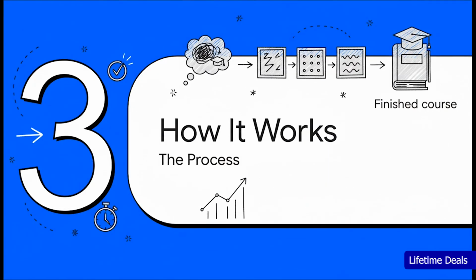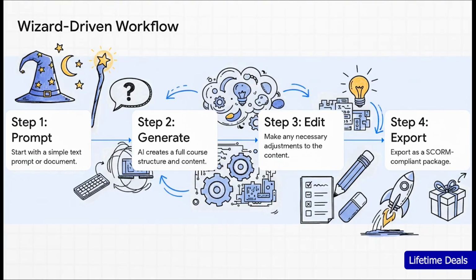Okay, so we know it's fast and simple, but what does the process actually look like when you're using it? Let's break down how you get from just a simple idea all the way to a finished course. The whole thing is just a simple, wizard-driven workflow. You start with a prompt, you let the AI generate the entire course structure and content, you make whatever edits you need, and then you export it. Prompt, generate, edit, export. That's literally it. Anyone can become an e-learning developer almost instantly.